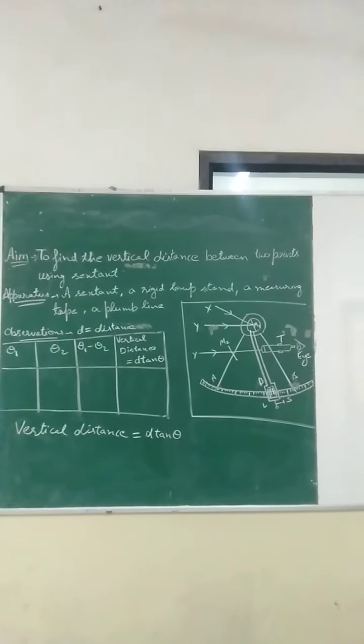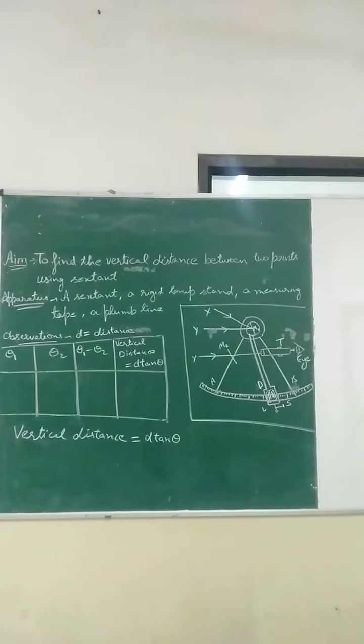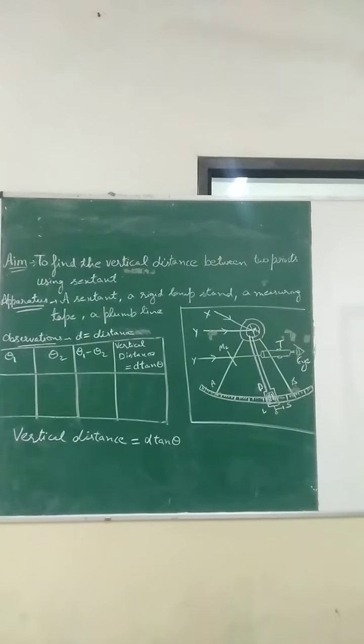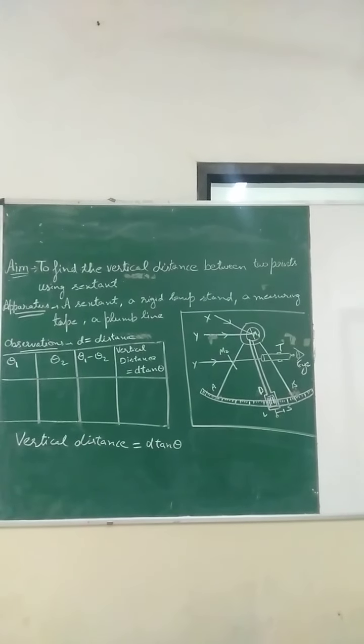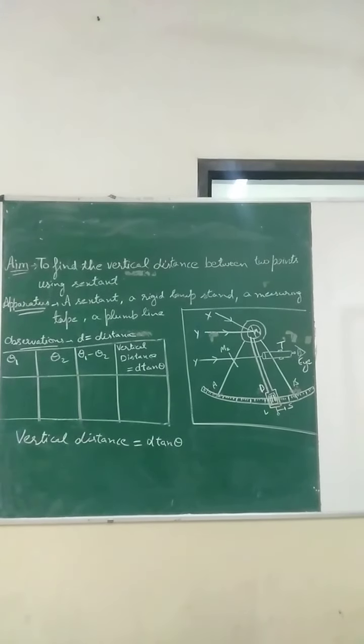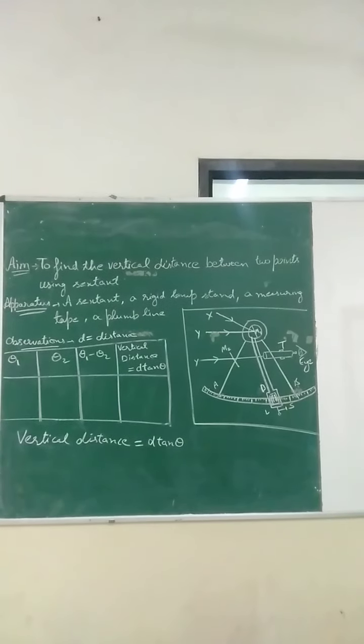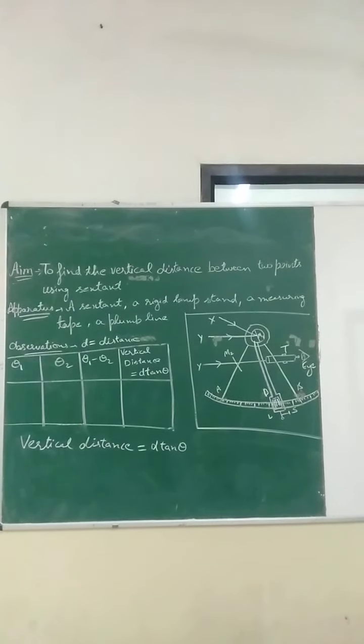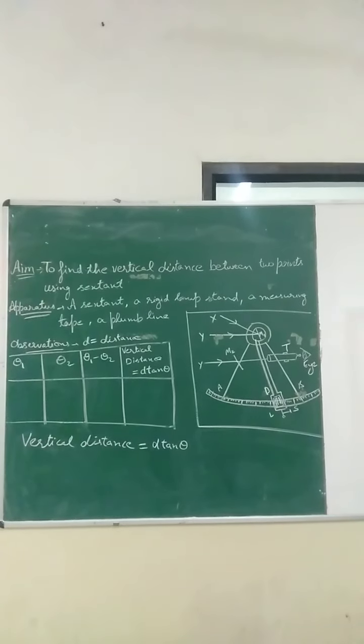So here in the apparatus I have a sextant and a stand upon which this sextant will be hung, a measuring tape which will measure the distance between the 2 points, and also the distance between the sextant and the point from which I am going to take the measurement. A plumb line is there which will balance the instrument.